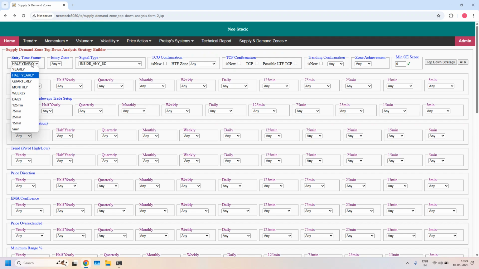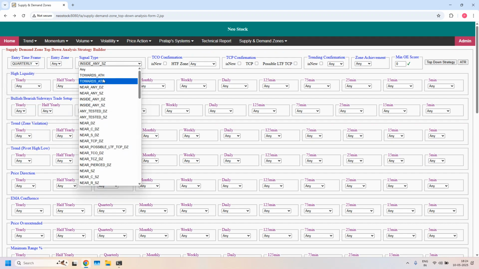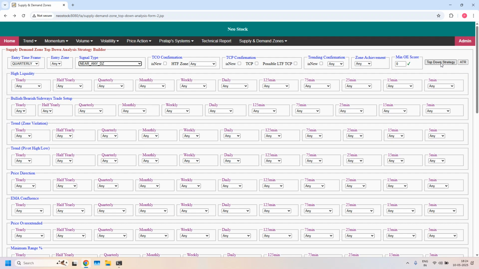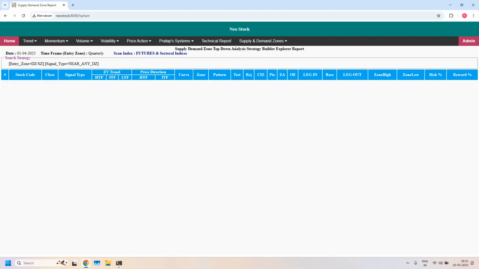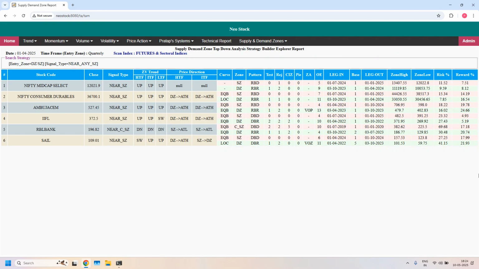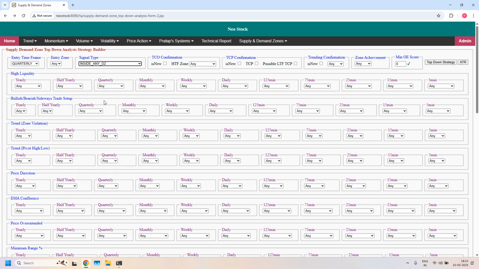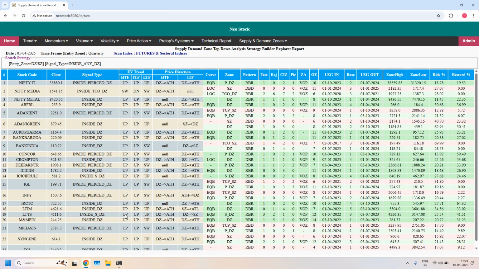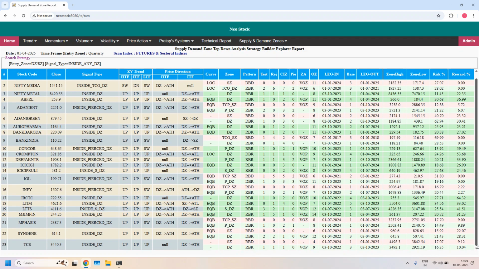Next time frame is quarterly, stocks near to the quarterly demand zone, no stocks. Stocks near to the quarterly supply zone, 6 stocks are filtered. Next, price closed inside the quarterly demand zone. First 22 stocks in the list. Scrolling the list down. Total 23 stocks are filtered.